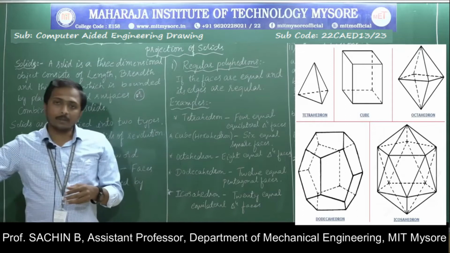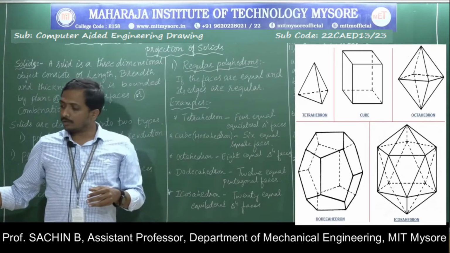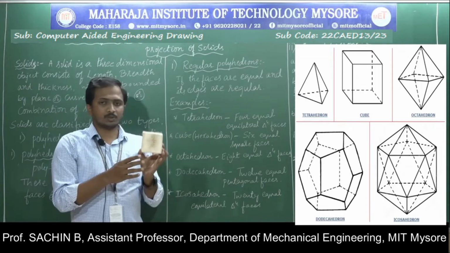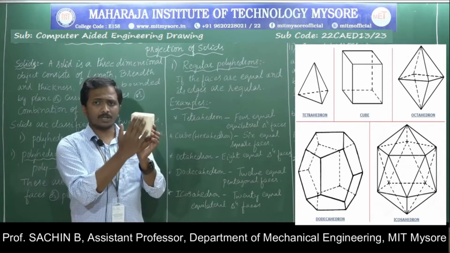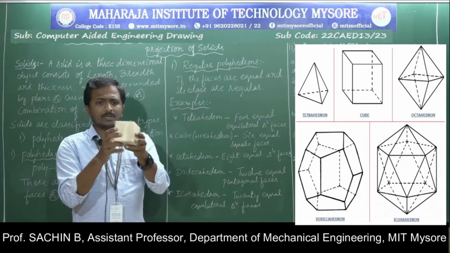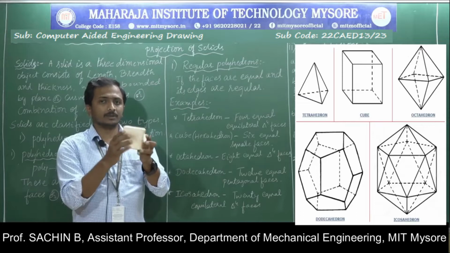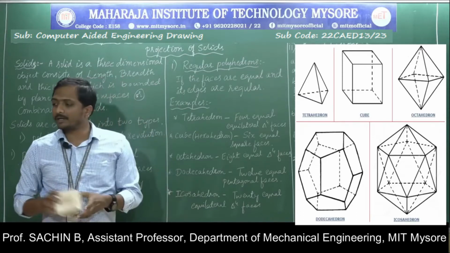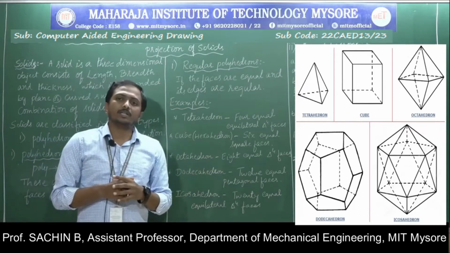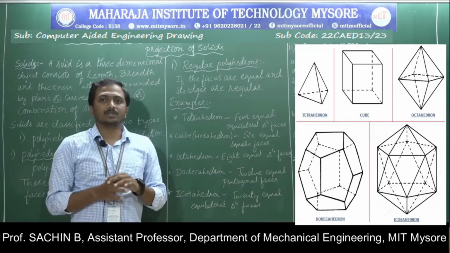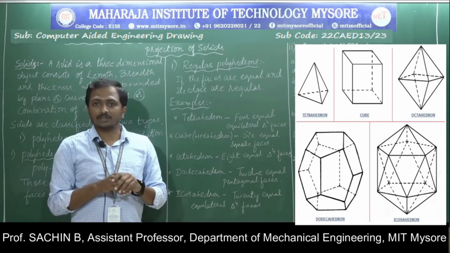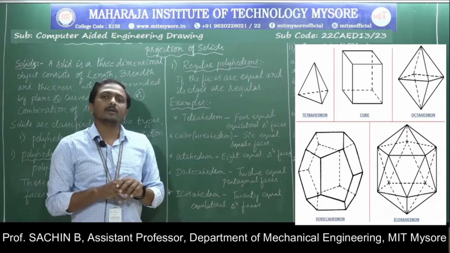Similarly, the cube is also called a hexahedron, which has six equal square faces. This is the cube, which consists of six equal square faces. Next, the octahedron is a solid which consists of 8 equal triangular faces. Means in an octahedron 8 faces will be there, and those 8 faces are regular triangular faces.